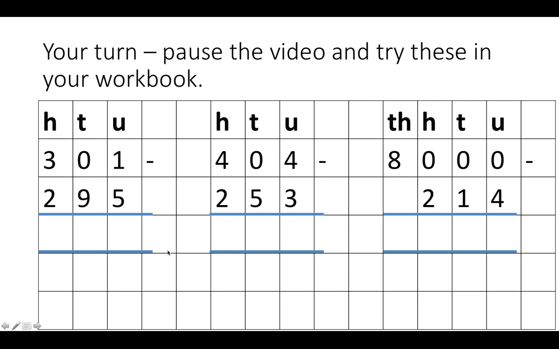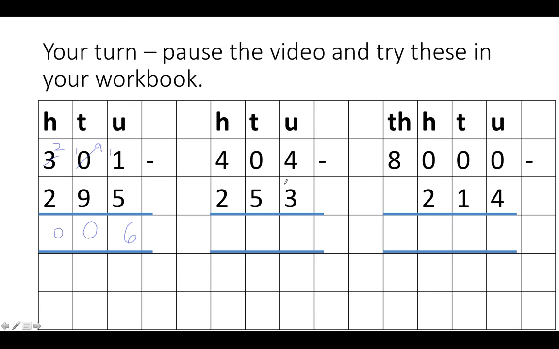Okay, let's see how you got on. So, 1 take away 5, can't do it. Borrow from here, put it in here, that becomes a 9, and the 1 goes in front. 11 take away 5 is 6, 9 take away 9 is nothing, 2 take away 2 is nothing. So that is just 6, we don't really need to write the zeros in.